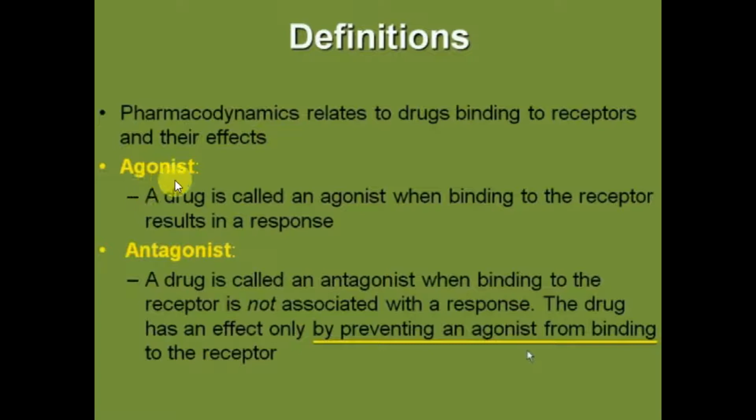The first definition is agonist. A drug is called an agonist when binding to the receptor results in a response. Antagonist. A drug is called an antagonist when binding to the receptor is not associated with response. So, when the response is generated, it will be called agonist, and when there will be no response, it will be called antagonist. The drug has an effect only by preventing an agonist from binding to the receptor. So, antagonists act by preventing an agonist binding.